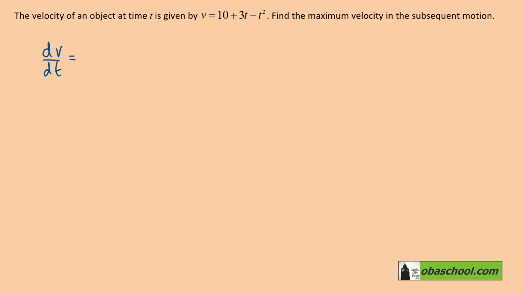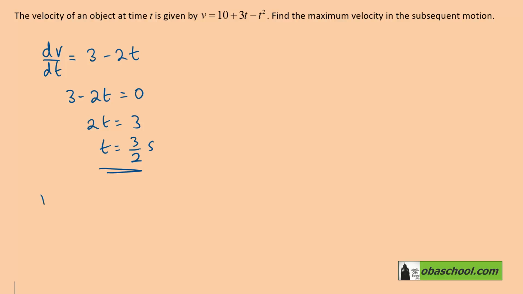And dv/dt is going to be 3 - 2t. So we will need 3 - 2t to be equal to 0, which gives me 2t = 3. So t is 3/2, or 1.5 seconds.